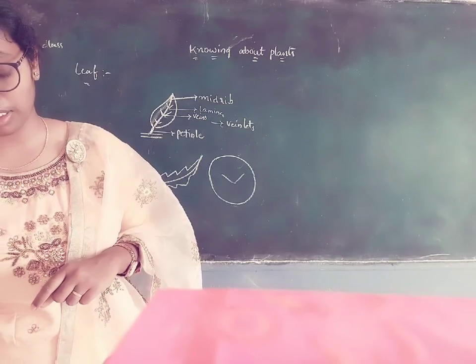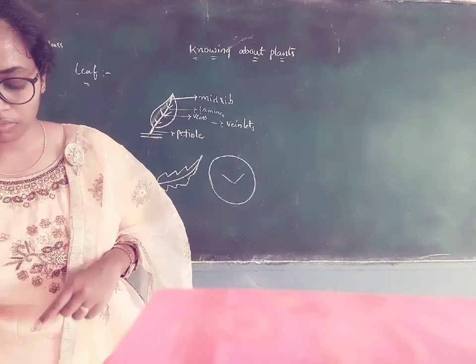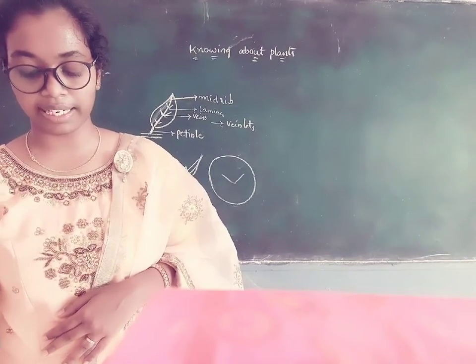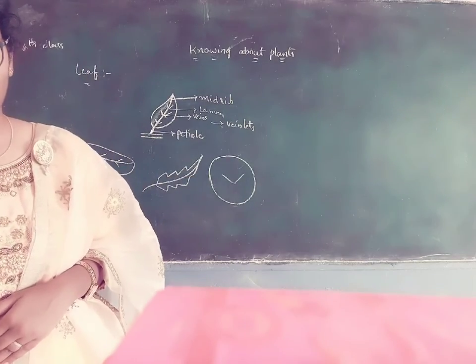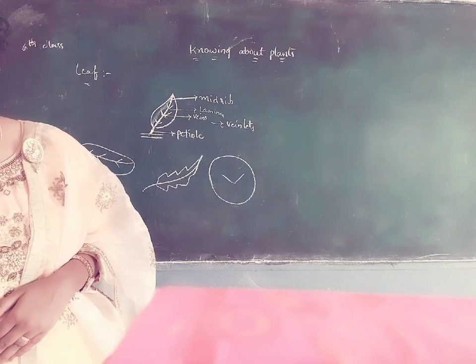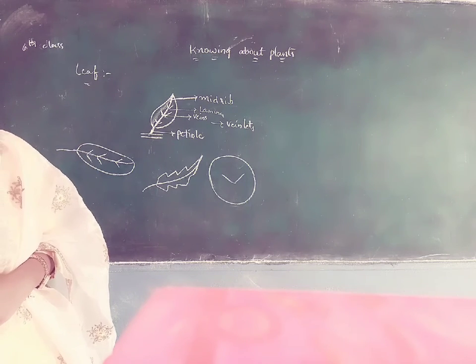Next one is about venation. The leaf lamina usually consists of a midrib, veins and veinlets arranged in the form of a network. To understand venation, let us do an activity. Put a leaf under a white sheet of paper or a sheet in your notebook.